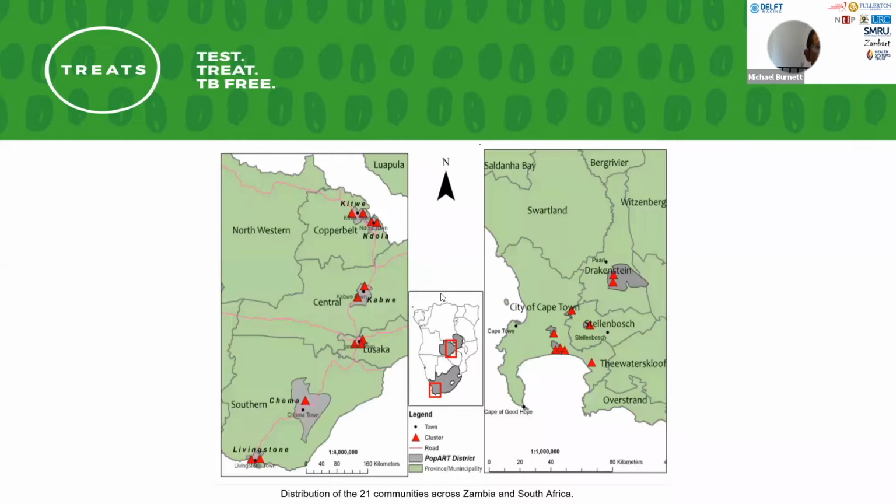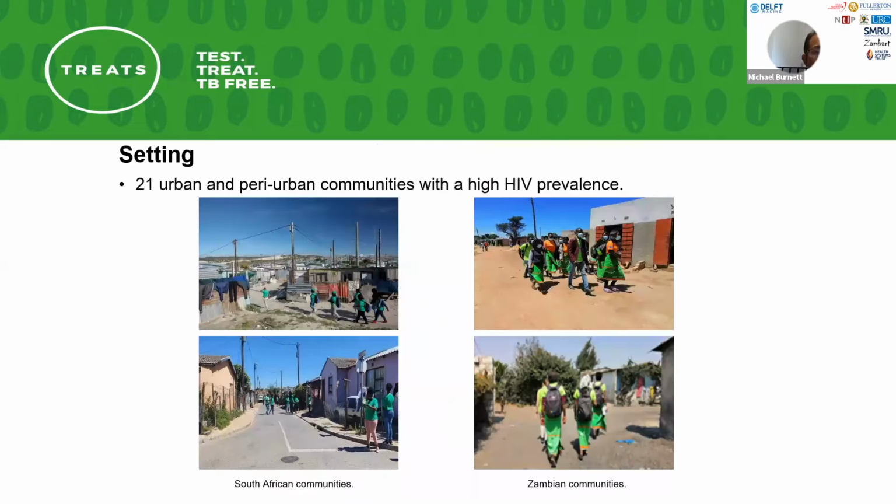So this map is just to give you an indication of the distribution of the 21 communities across Zambia and South Africa, and also where the two countries are located. So in Zambia, you will notice the map on the left. The sites were distributed widely across Zambia, while in South Africa, our sites were centered in the Western Cape province around Cape Town. Next slide.